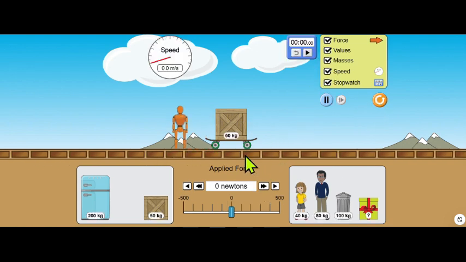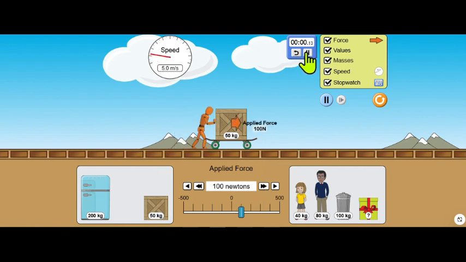Now let's increase the force applied to 100. This is 100. Let's start the stopper. Before it comes to an end, we see how fast it's moving. A force of 100 is applied on a 50 kilogram mass. When it gets to the end, we shall pause the video. Boom, very good. On record, it takes 17 seconds.